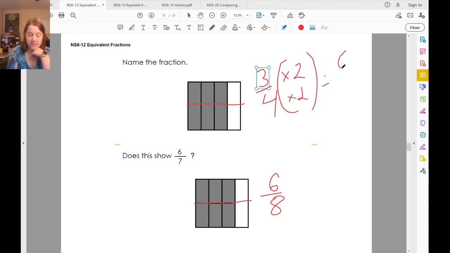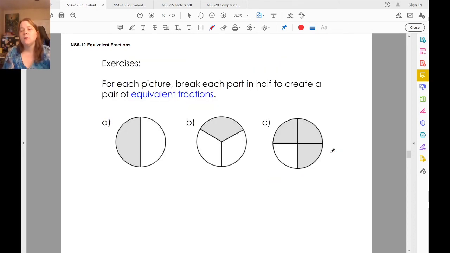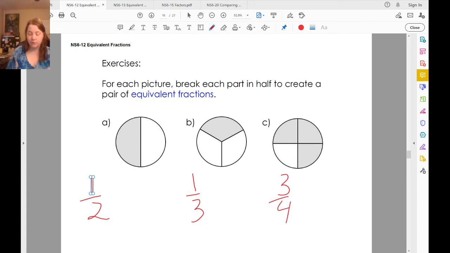3 times 2 is 6. 4 times 2 is 8. We split everything in half. So they want to break each part in half to create a pair of equivalent fractions. So we start off on A with 1/2, B is 1/3, C is 3/4. They want us to break every piece in half.